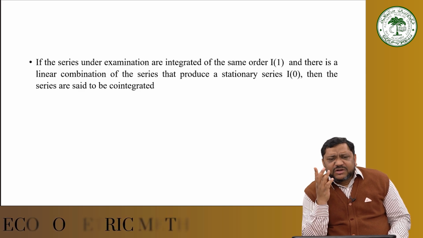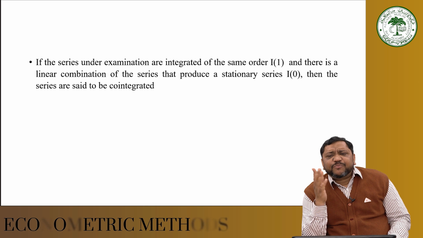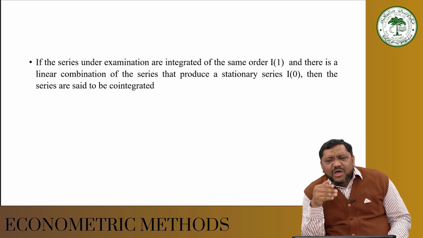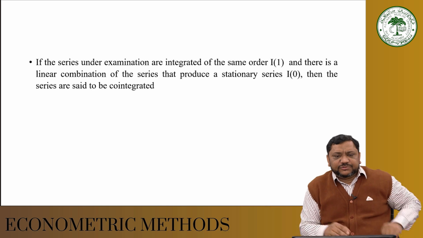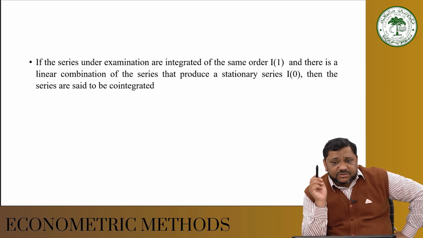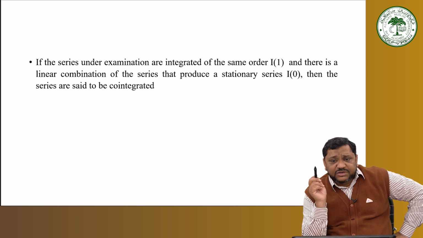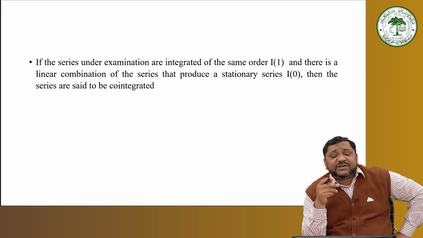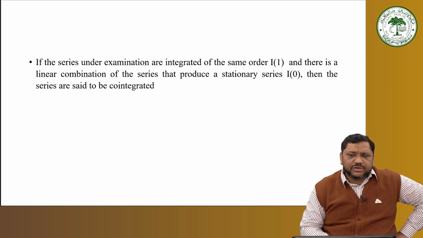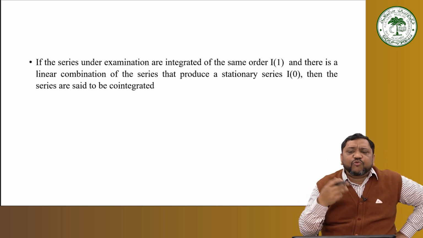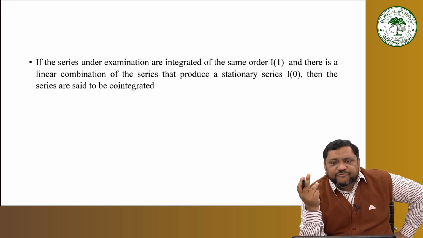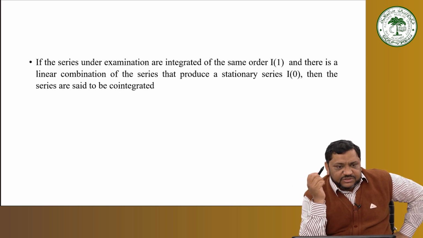See, the constructed I0 series works as a proxy of the power that drives the random walk and prohibits them to diverge. It is quite possible that two I1 series, or integrated at first order series, or you can say the two series having a stochastic trend, do share a common trend, so that a regression of one on the other will not necessarily be spurious.